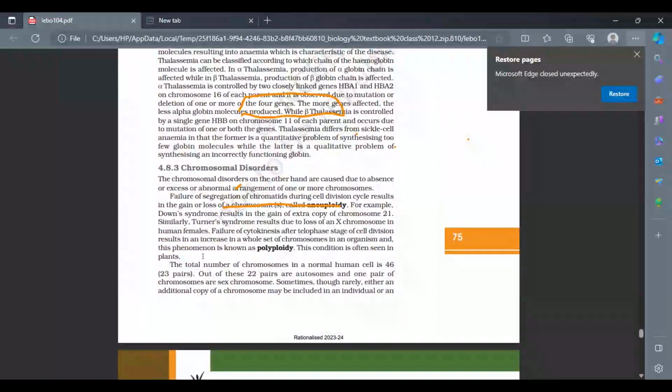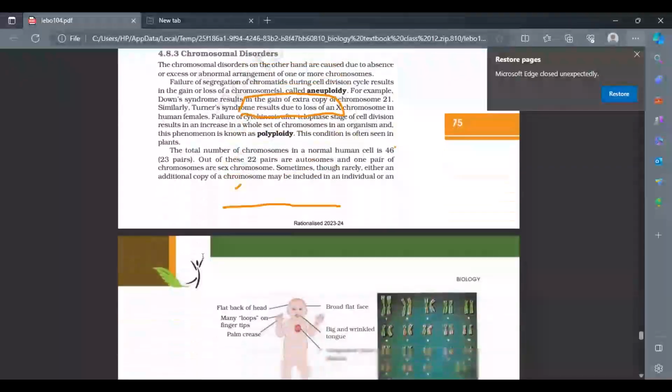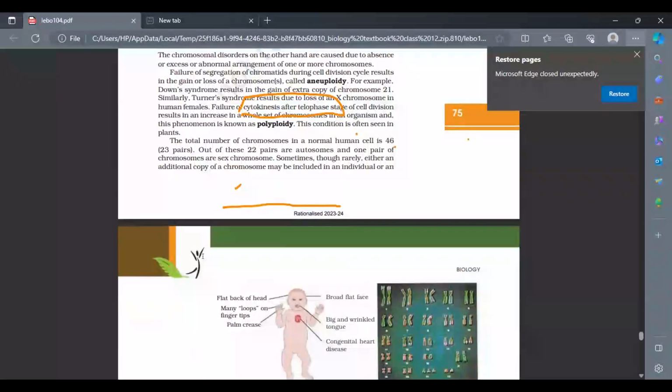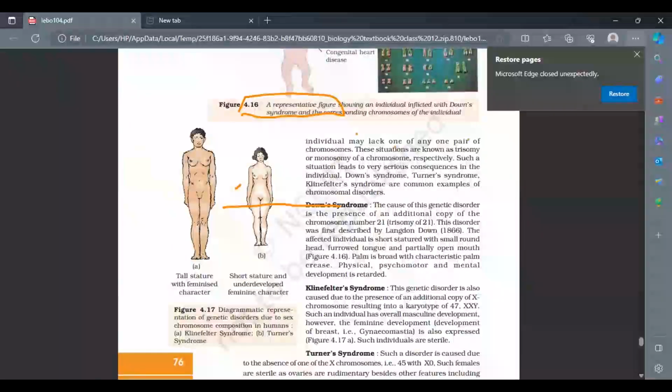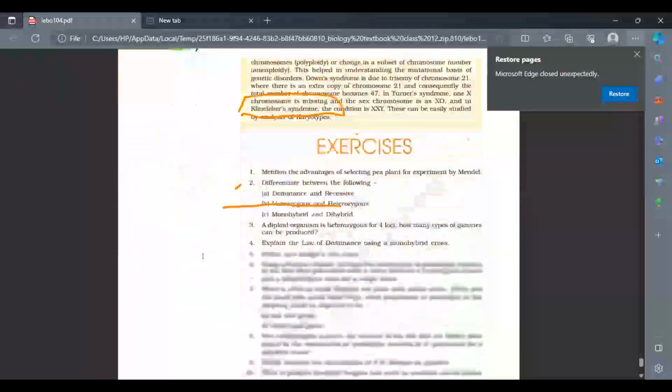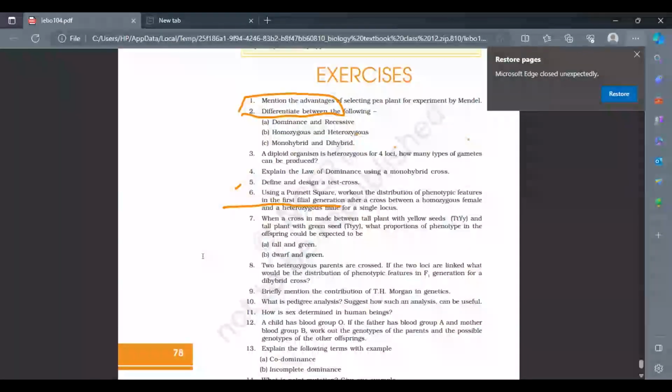The second type are the chromosomal disorders. There we talk about a complete set of chromosomes, or a few chromosomal extra copies, or somewhere the copies are not present, so we call it a chromosomal disorder. You have aneuploidy and polyploidy as the two conditions. Aneuploidy is where an extra number of chromosomes is there, and polyploidy is where a complete extra set of chromosomes is there. Then we have Down syndrome, Klinefelter syndrome, and Turner syndrome as examples. Fine, so this completes our chapter on the principle of inheritance.